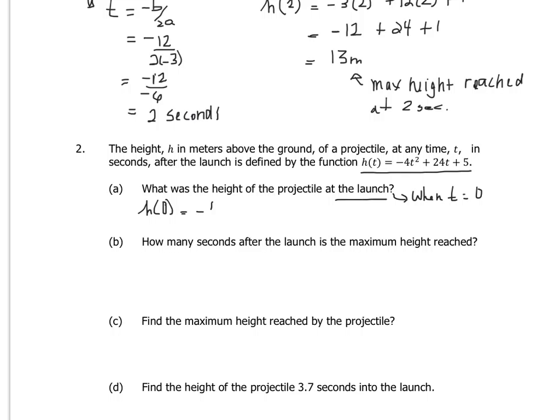So this would be negative 4 times 0 squared plus 24 times 0 plus 5. So these first two terms would just be 0, plus 5, which equals 5 meters. So this is the height at the launch.